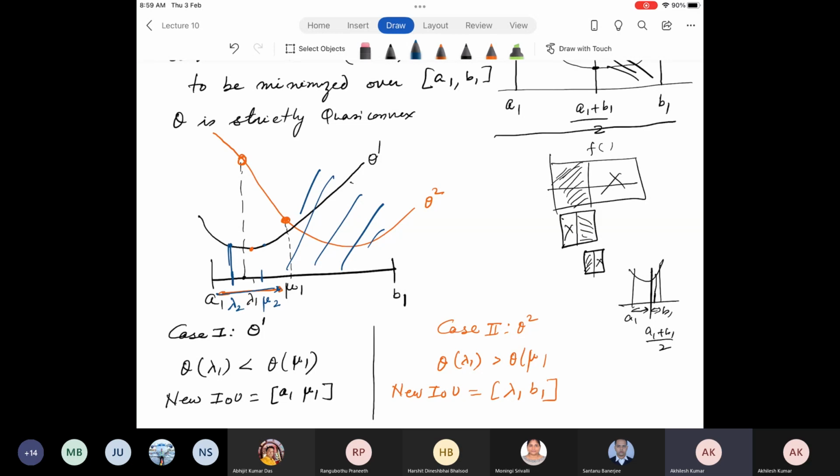Then suppose the minimum happens on this side, I will ignore this part. So slowly, I will come to an interval of uncertainty which is very small, in which my solution lies. Does that make sense?